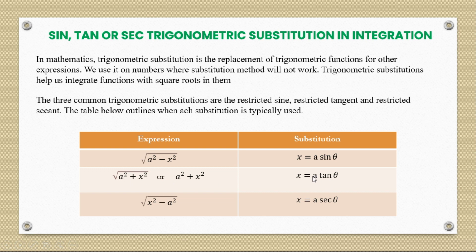Here a represents the constant. And when we have the case where we have the difference, with the square of the variable subtracting the square of the constant inside a root, in that case we make x equal to a sec theta. All these will make very much sense as we look at different examples.